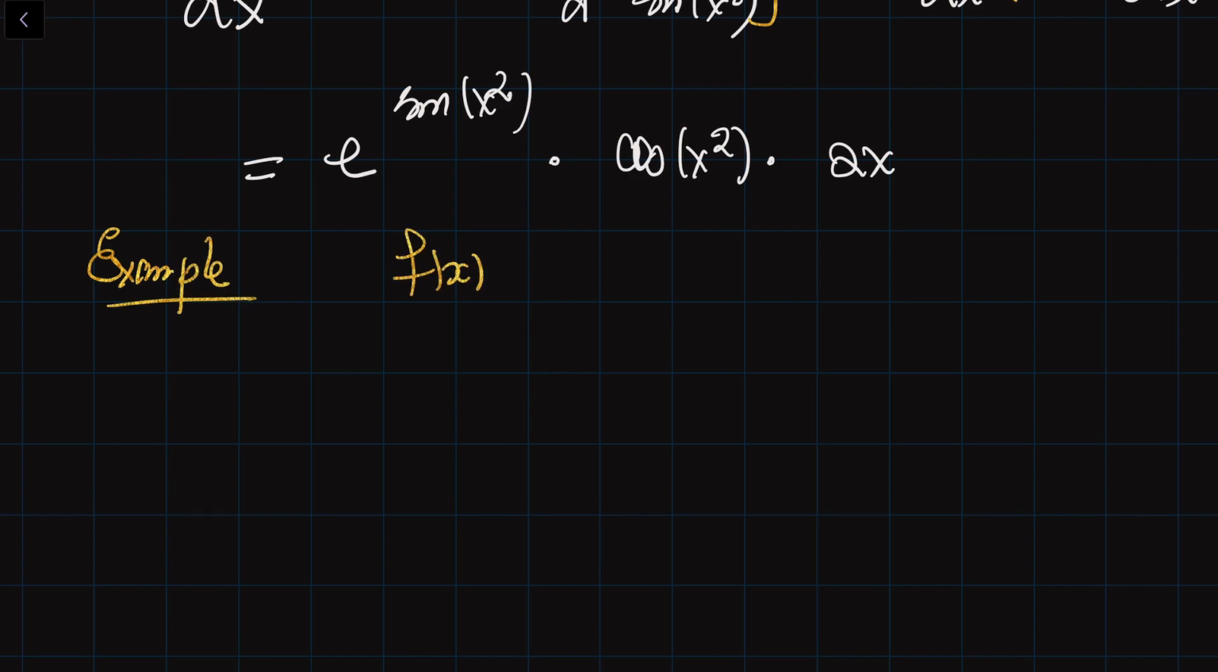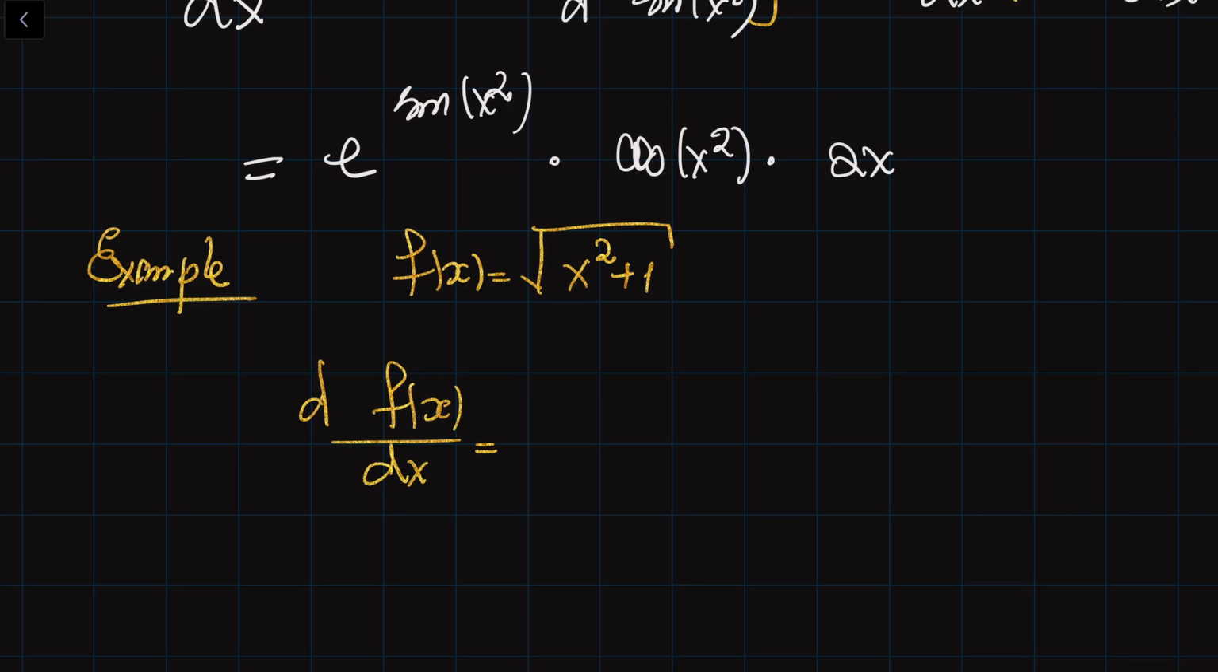Let's say f of x is given as the square root of x squared plus 1. What is the derivative of this function? What is the derivative of f of x with respect to x? Okay? Then I'm going to write this again. So let's do this together. So d of square root of x squared plus 1 over dx.